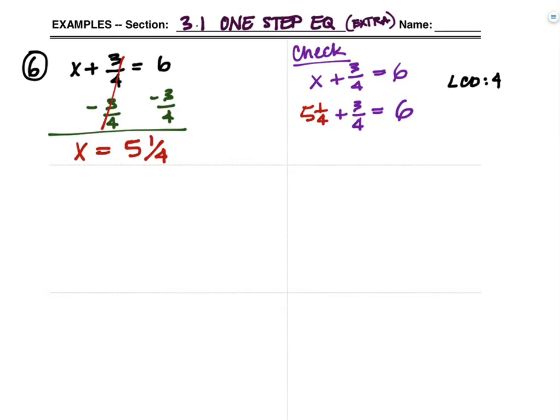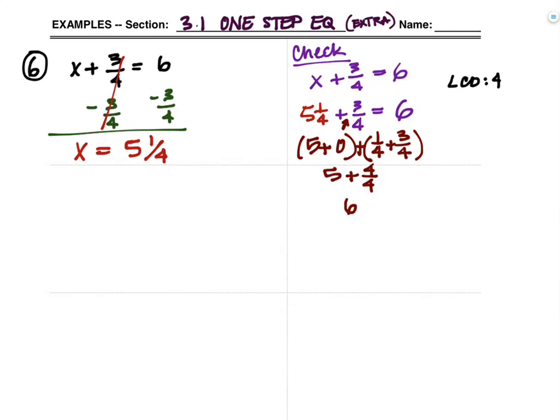Let's go ahead and show this really quickly. So this could look like the 5 plus the 0 because there's no whole number here. And we're adding the 1/4 plus the 3/4. And this would give me the 5 plus 4/4, which then would give me an answer of 6.